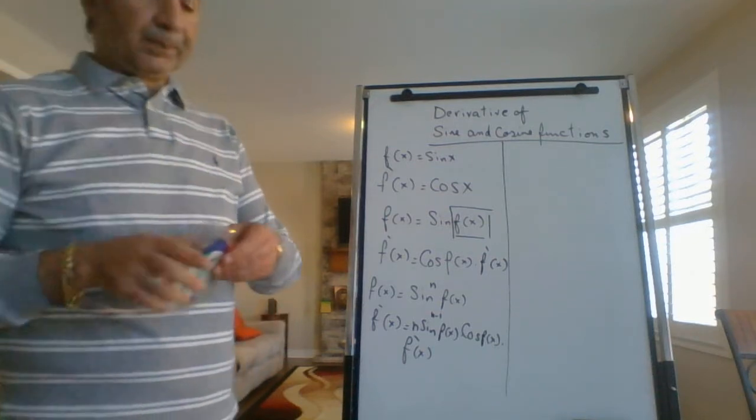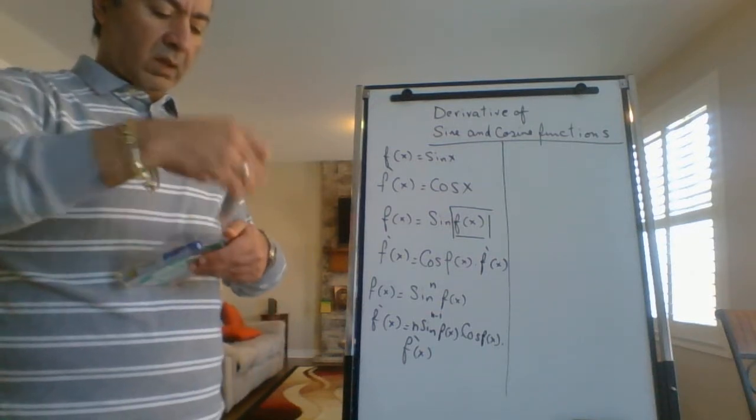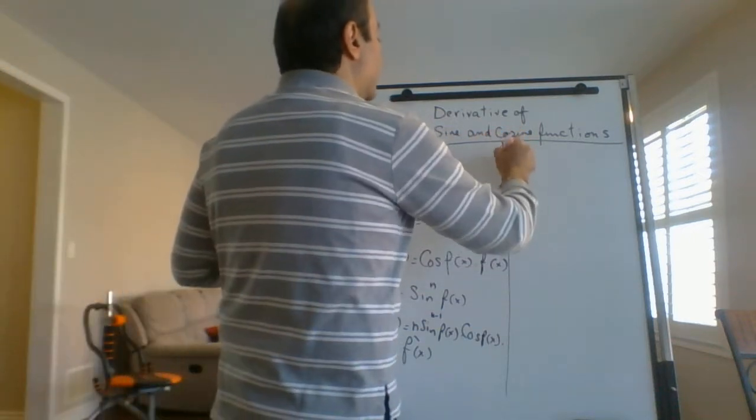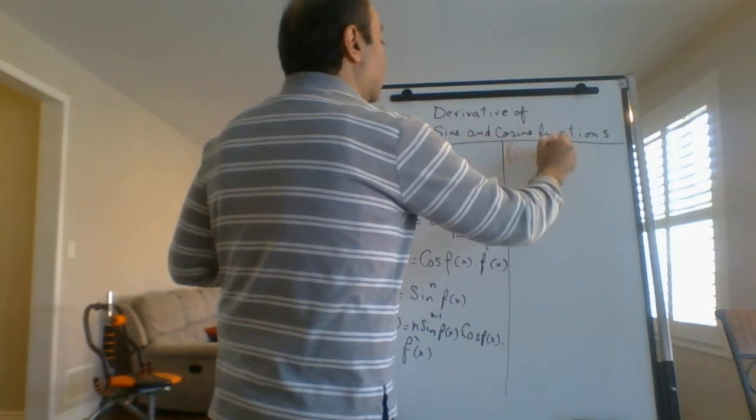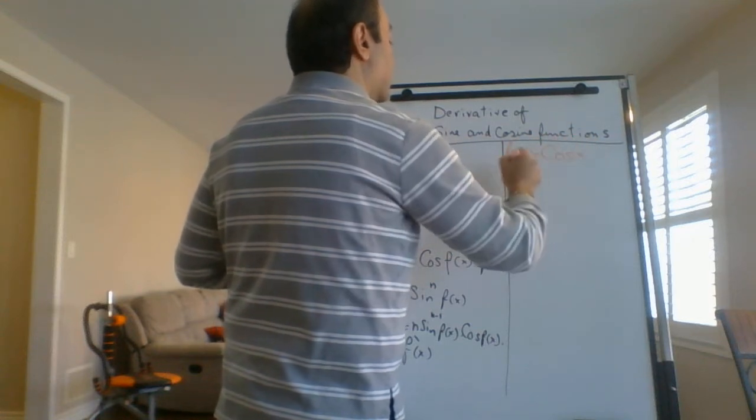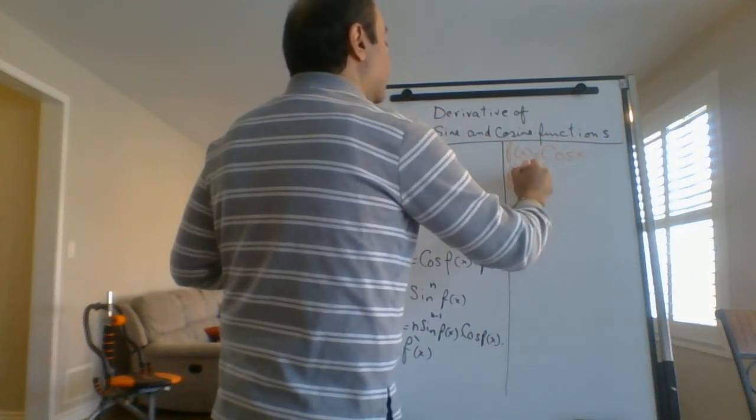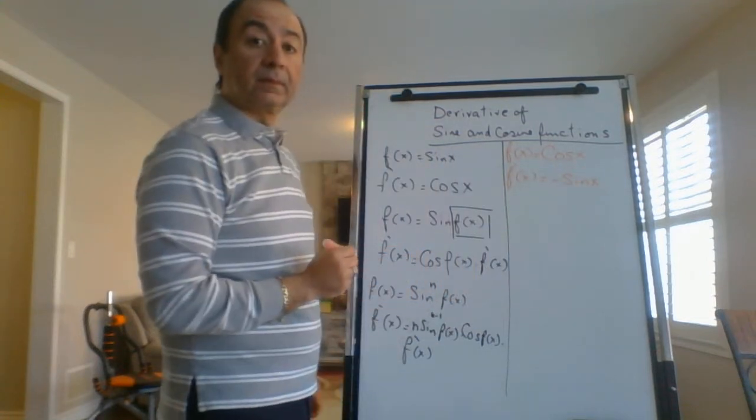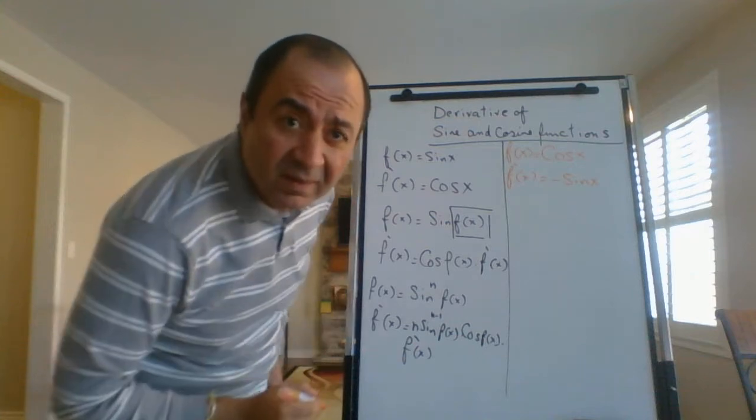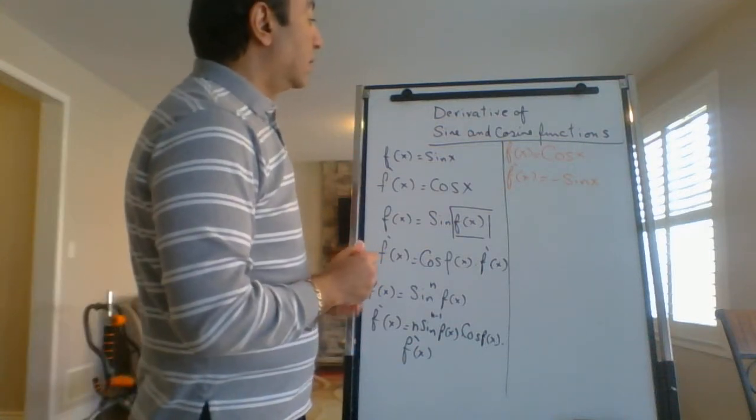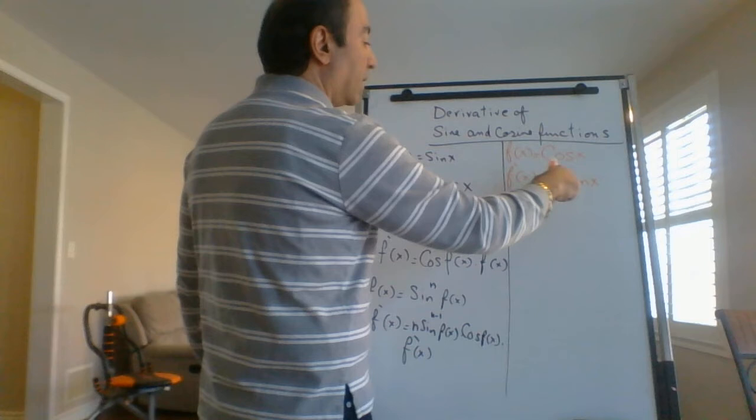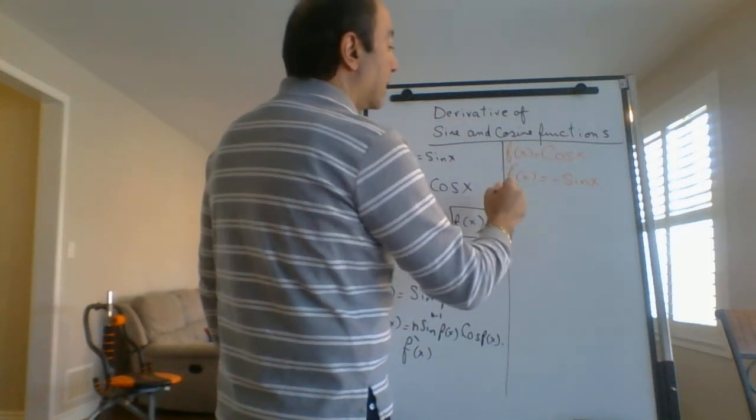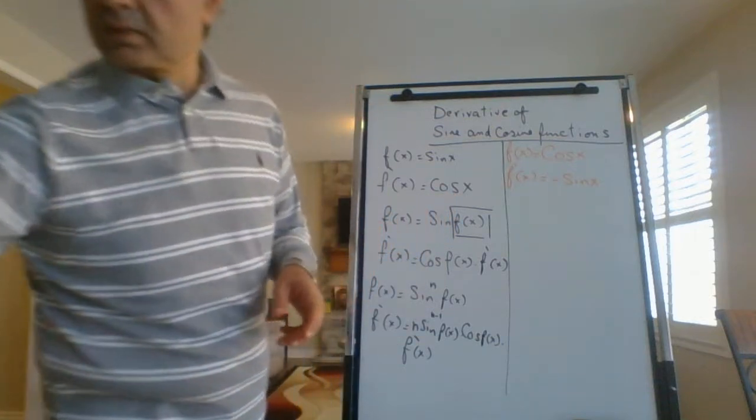For cosine, I will do that in orange. F of x equal cosine x, f prime of x will equal negative sine x. Okay, I don't know if you can see it. If f of x equal cosine x, f prime of x equal negative sine x. I will choose another color. It wasn't a good choice.